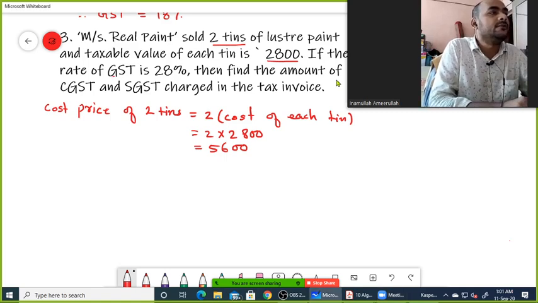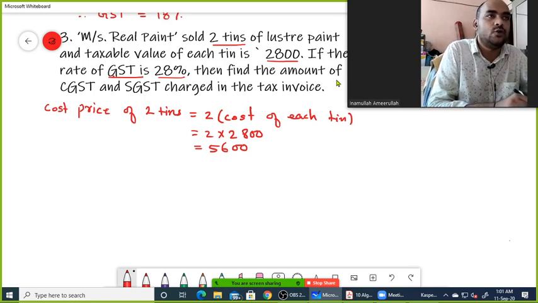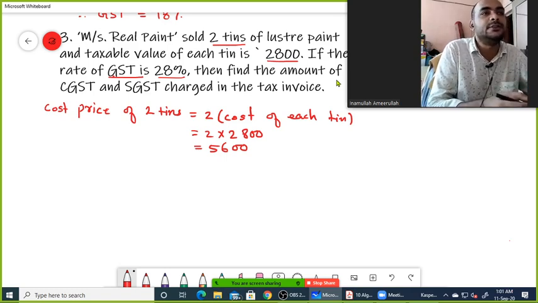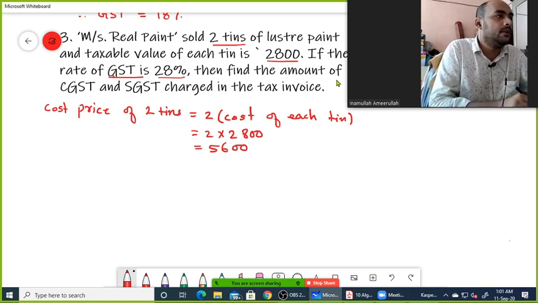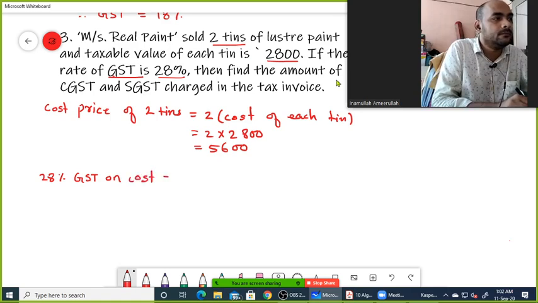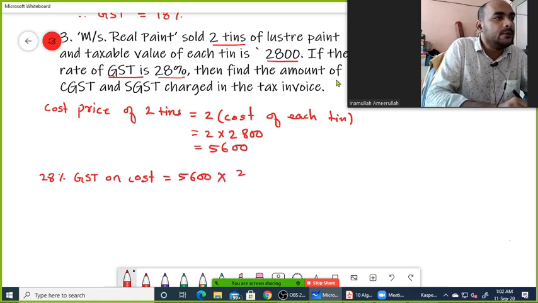If the rate of GST is 28%, then find the amount of CGST and SGST charged in the tax invoice. So first we will find out GST amount, and as we know that CGST should be half of GST and SGST should be half of GST. So 28% GST on cost price. So cost price is 5600, where we need to calculate 28% GST amount.